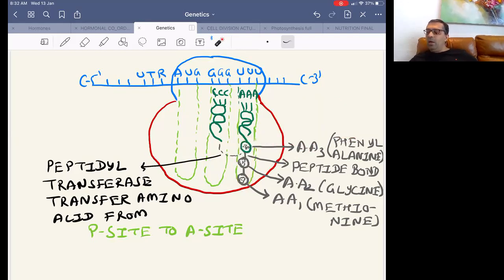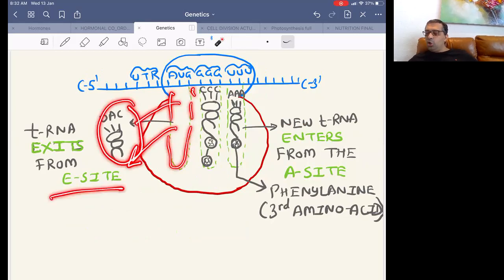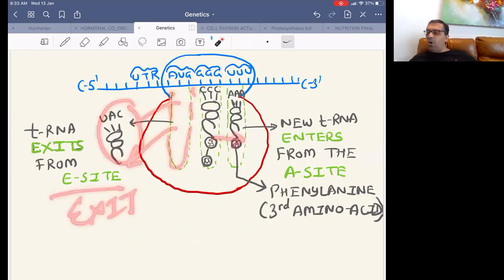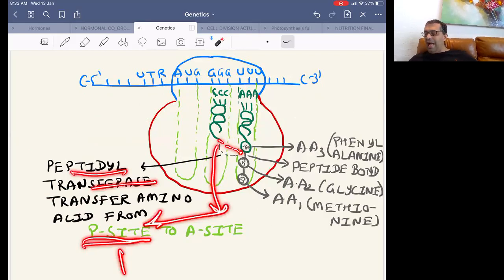So once again, where does tRNA exit from? tRNA exits from the E site, so it is called the exit site. Where does the tRNA get transferred by peptidyl transferase from? From the P site. So peptidyl transferase acts at which site? The P site, so it is called the peptidyl site.